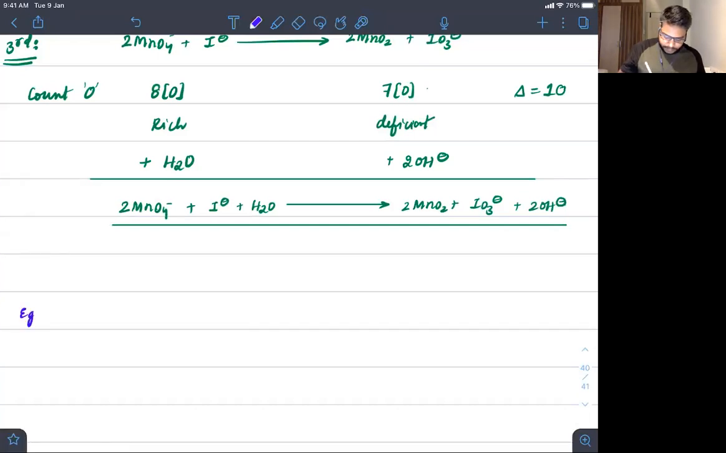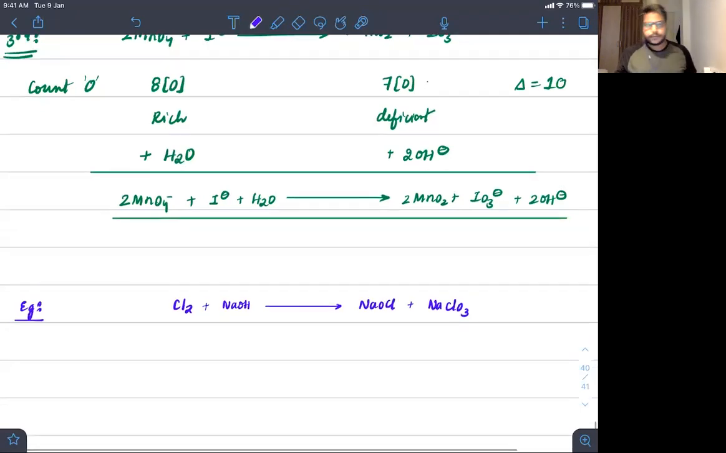So we'll do one more question on basic medium. Suppose Cl2 plus NaOH, and that is going to get oxidized as NaOCl plus NaClO3. So this is the case. For this, we have to balance the reaction. Cl2 plus NaOH is giving NaOCl and NaClO3.